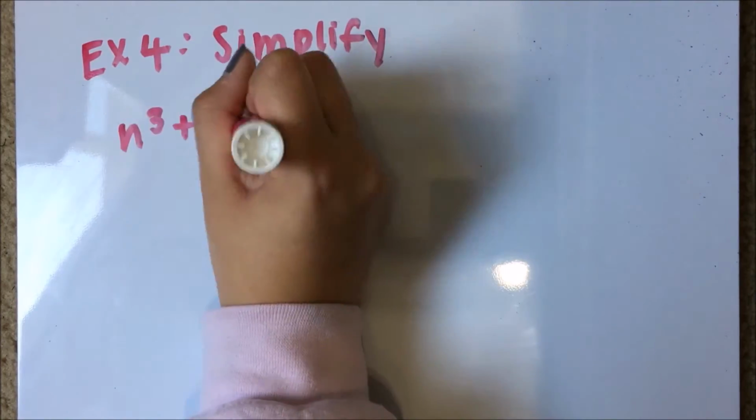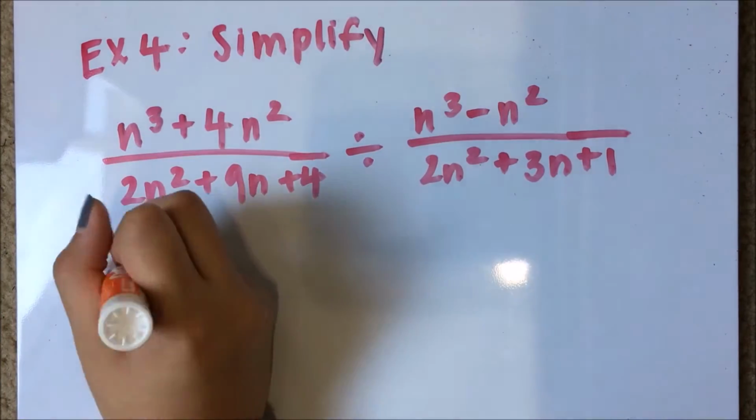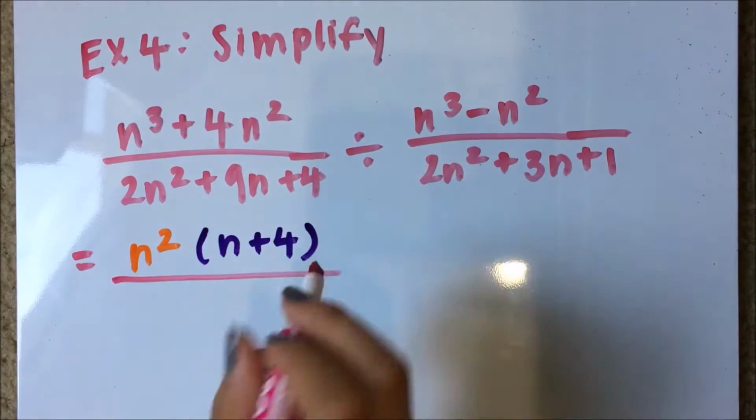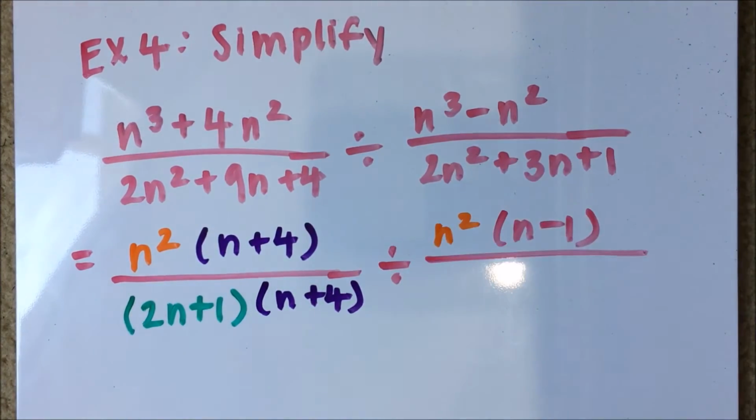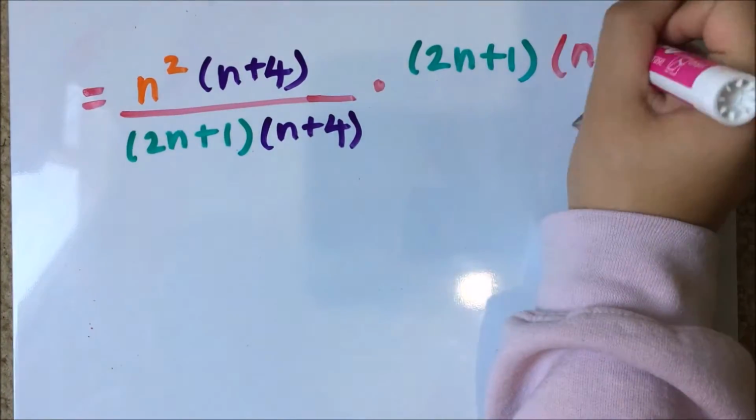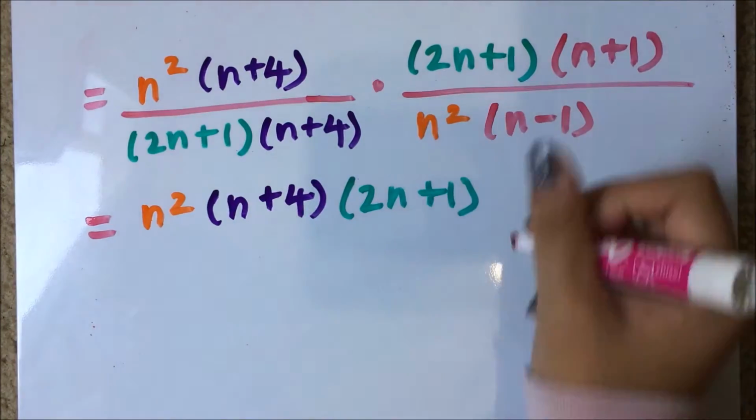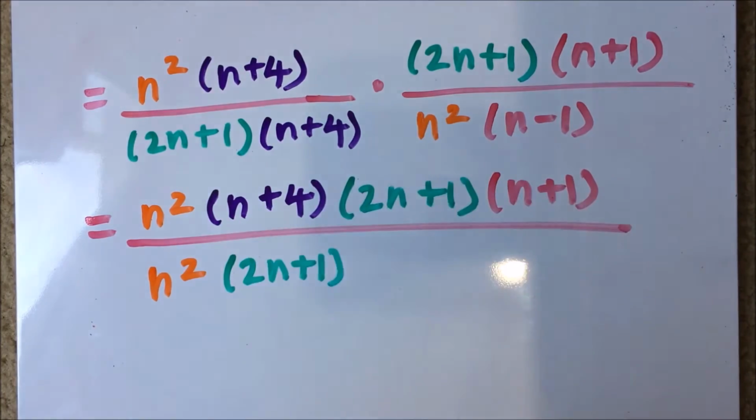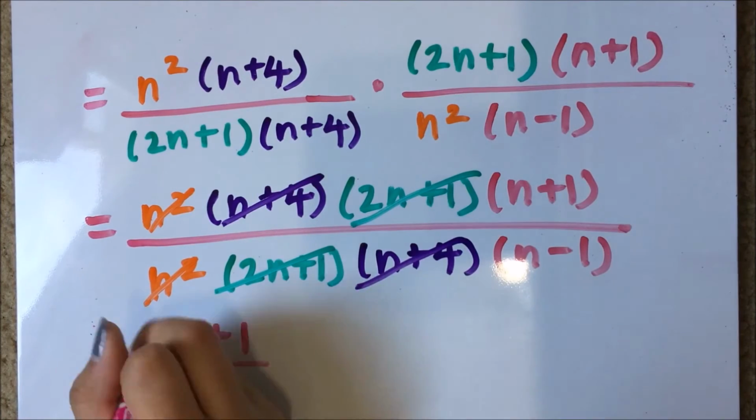Example 4. Numbers are not the only ones that can be taken out. In n cubed plus 4n squared, n squared is taken out, making it n squared times n plus 4. Factor the quadratic expressions. Flip the second fraction and cancel. The answer is n plus 1 over n minus 1.